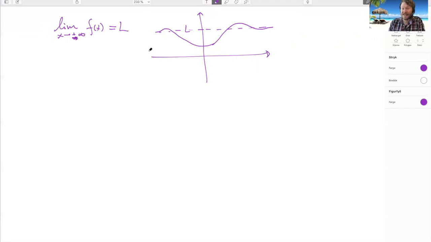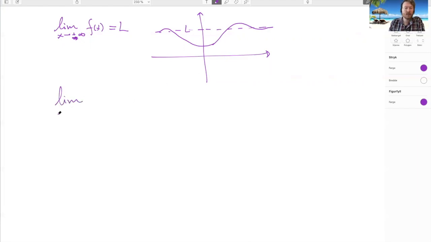And we say that the function has this line y equals L as a horizontal asymptote when we go towards plus infinity or minus infinity or both. It could be that you have different limits. So here you go towards L and here towards, I don't know, minus L. Or it could be that you have no horizontal asymptote, like this sine, for instance. It just wiggles around, not approaching anything.